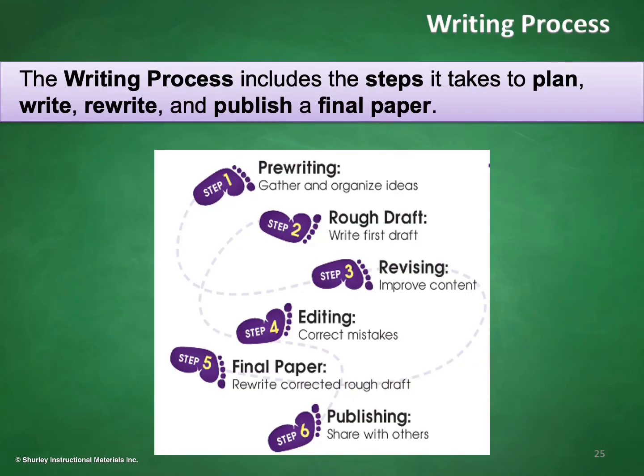The knowledge, skill, and practice you provide using the Shurley English curriculum sets students up for a successful writing experience by teaching them how to work through the writing process. The 6 steps in the writing process are pre-writing, rough draft, revising, editing, final paper, and publishing. Following these basic steps, students learn to organize their thoughts and expand them into sentences, paragraphs, and essays.